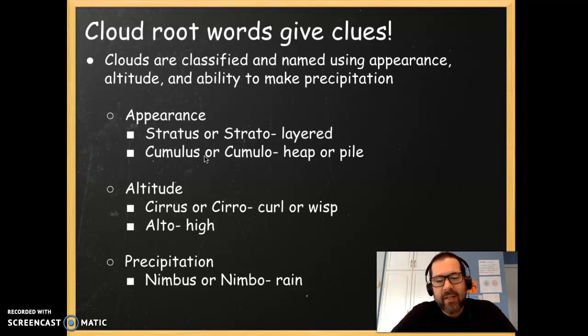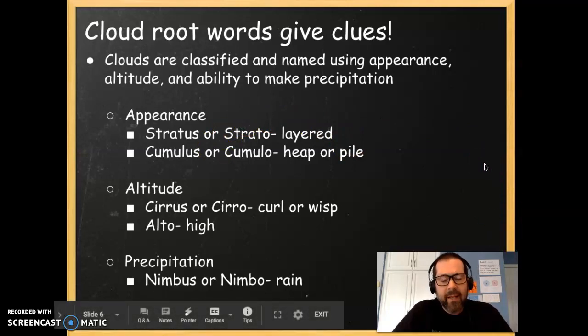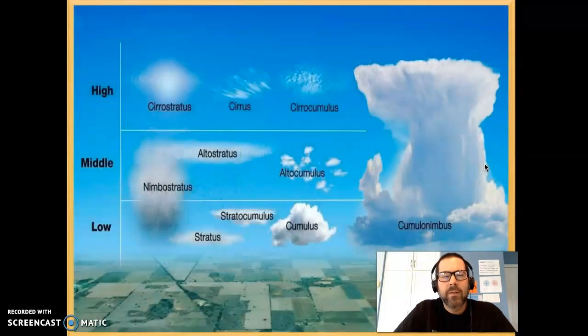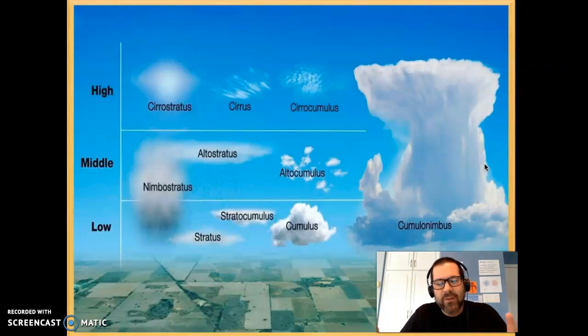So just understanding these root words can give you a lot of information about how clouds form and about the state of the weather within a given period of time. So here is a diagram that shows you the high clouds, the middle clouds, and the low clouds, and the 10 most basic cloud types that we consider as we're talking about clouds. We see up here the high clouds, or cirrus clouds. You see the word cirro in all of those terms. Generally, the high clouds range from 25 to 50,000 feet up into the atmosphere.